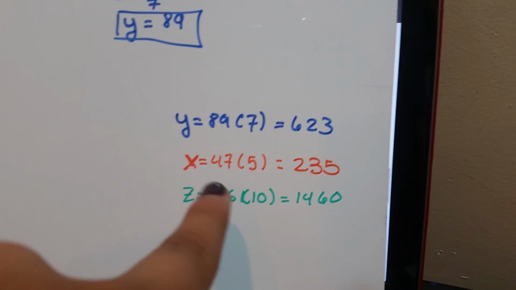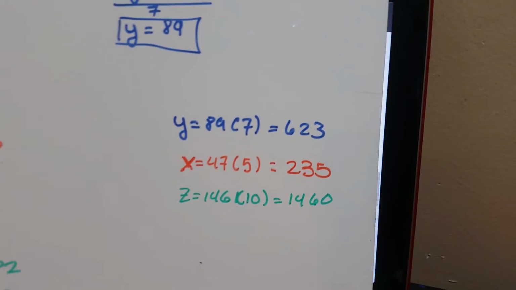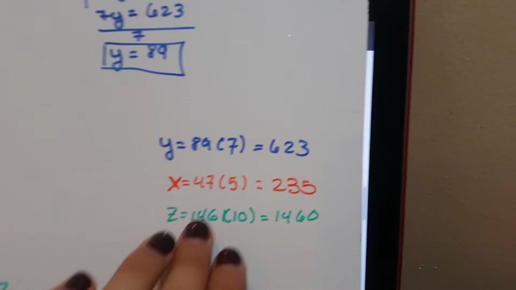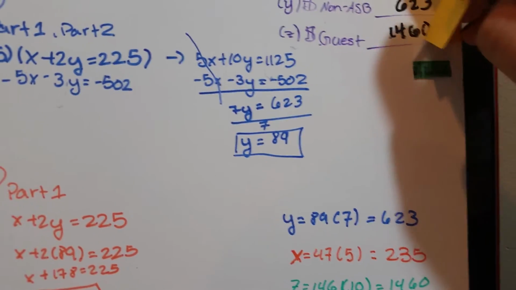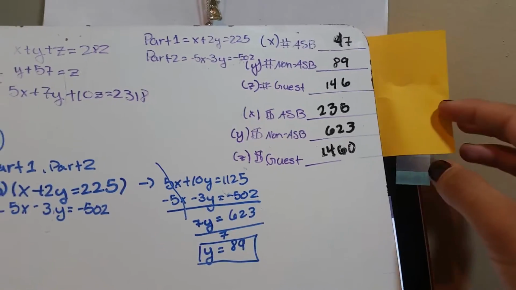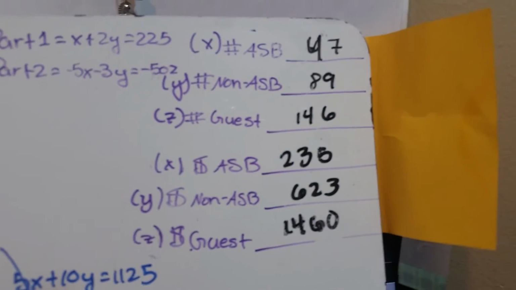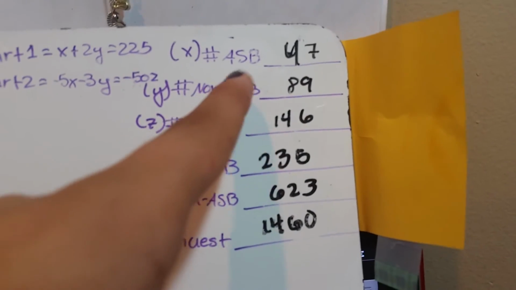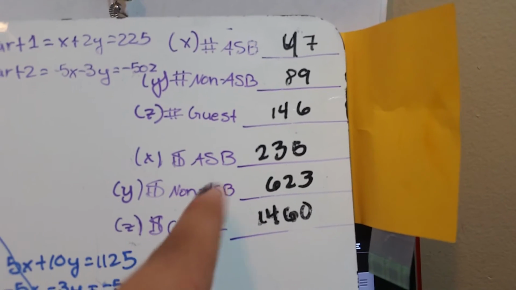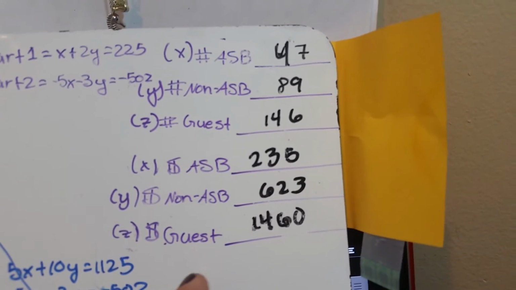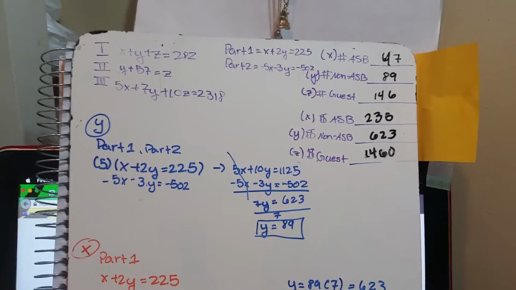And then Z is the guest. There's 146 tickets sold. And we know they're sold for $10 each, is $1,460. So your answers should look like this. And those are your answers. Number of ASB tickets sold, number of non-ASB, number of guests, amount ASB made, amount non-ASB made, and the amount guests made. And that is how you solve for the homecoming question.